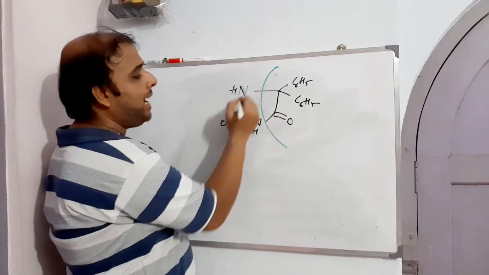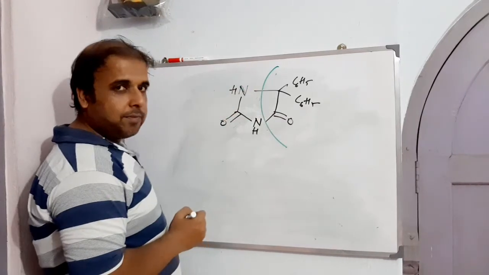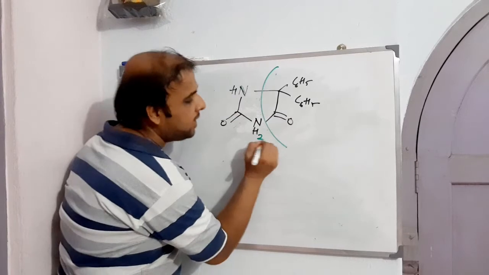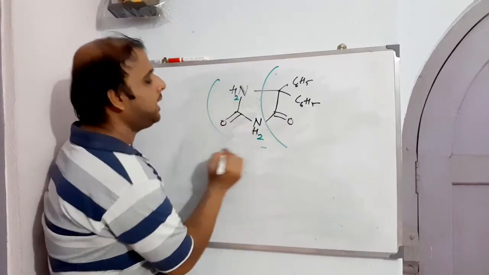One is found to be NH, C double bond O, NH, right? The usual sense says that if we make it NH2, it will become what? Urea.